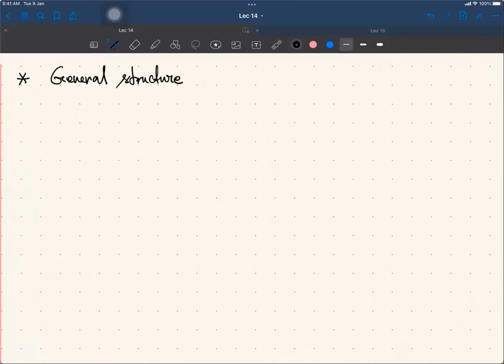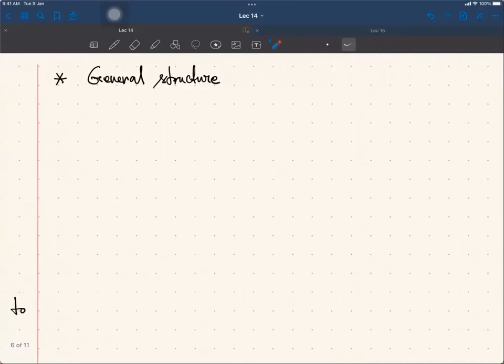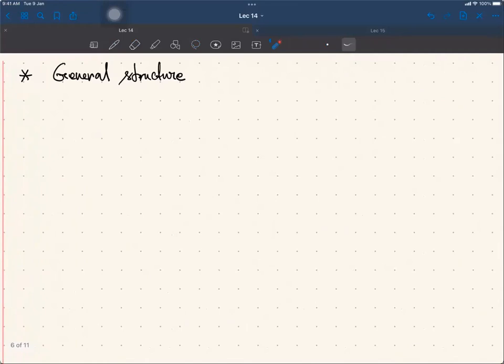We are considering, say, a fixed small n. Whatever I'm writing now is true for fixed small n. So the general structure will be, let me write it explicitly, for V equal to lambda_n by factorial n phi to the power n.